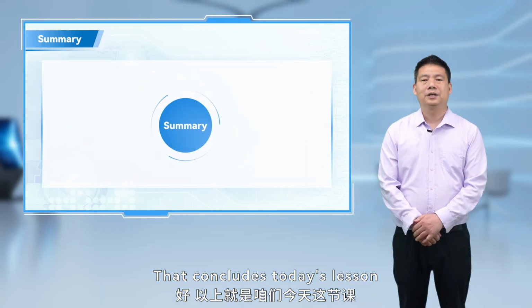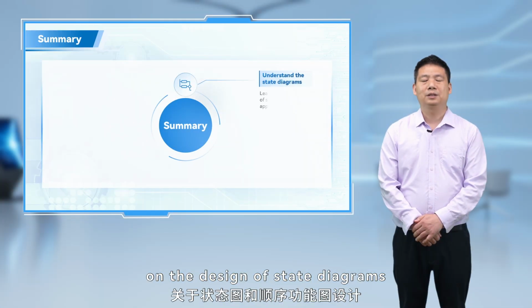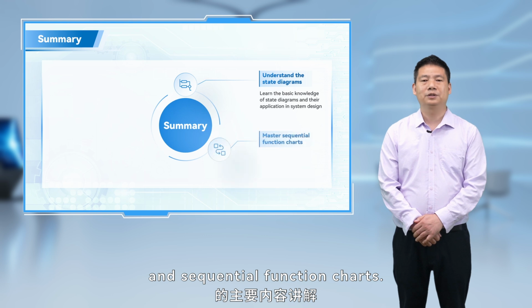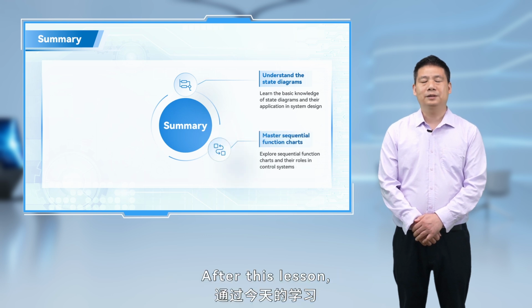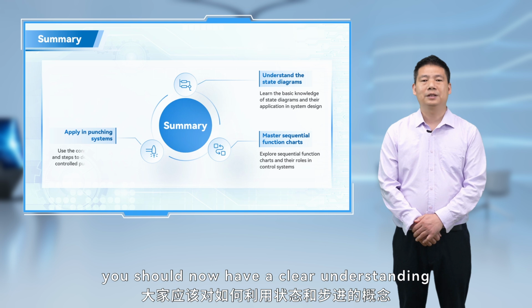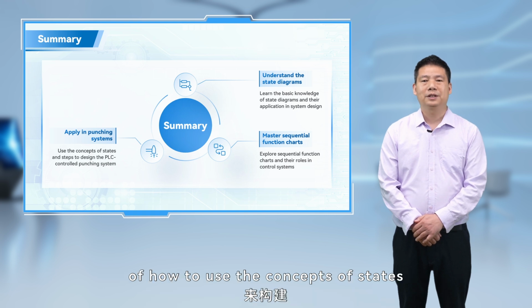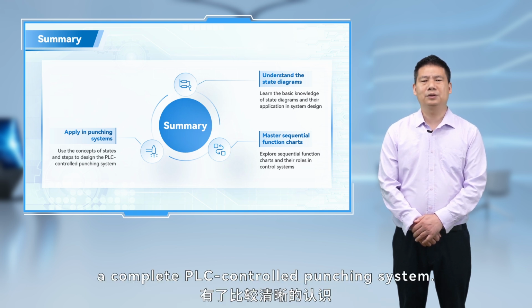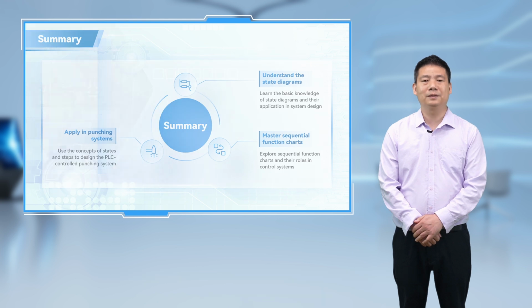That concludes today's lesson on the design of state diagrams and sequential function charts. After this lesson, you should now have a clear understanding of how to use the concepts of states and steps to build a complete PLC-controlled punching system.